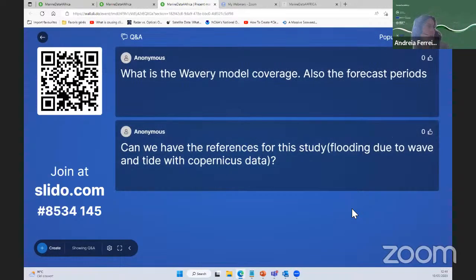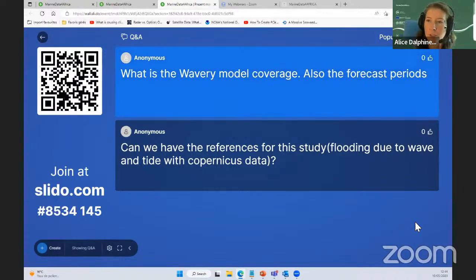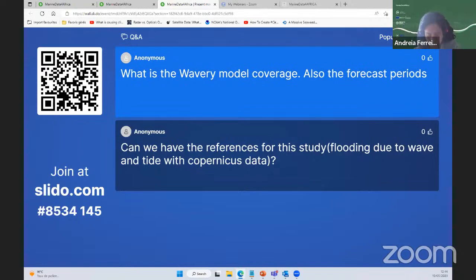So the first one: what is the wave reanalysis model coverage, and also the forecast periods? Okay. It's the same coverage for both models. They are global. And there are no forecasts for the reanalysis. The NRT, the model in near real time, and the reanalysis concern different time coverage. The NRT is for today, just the last month and the 10 days that are in the future. And the reanalysis is for the real past. That means 30 years back.